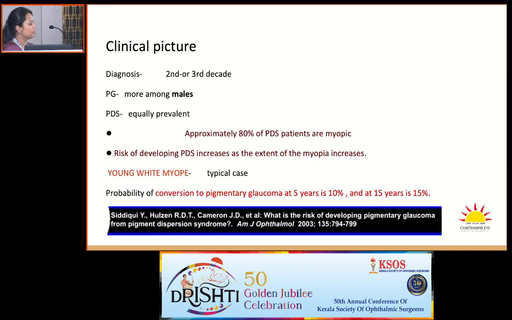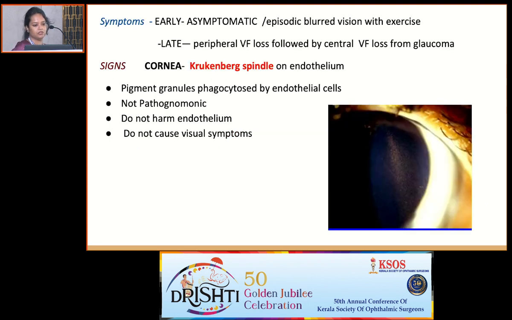Clinical picture: the diagnosis of PDS is usually in the second or third decade. Pigmentary glaucoma is more common among males, but PDS is equally prevalent. Approximately 80% of PDS patients are myopic, and risk of developing PDS increases as the extent of myopia increases. A young white myope is a typical case. Probability of conversion to pigmentary glaucoma at 5 years is 10% and at 15 years is 15%. Symptoms: early cases are asymptomatic.